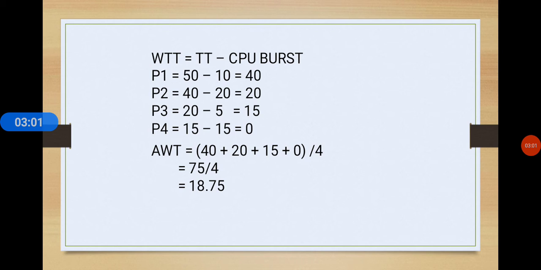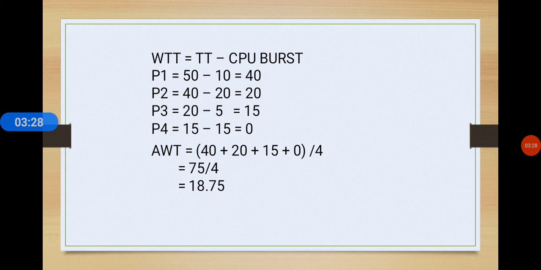The next one is to get the waiting time. We are going to subtract the CPU burst from the turnaround time. So we have P1 is equal to 50 minus 10 is equal to 40. P2, 40 minus 20 is equal to 20. P3 is equal to 20 minus 5 is equal to 15. P4 is equal to 15 minus 15 is equal to 0.